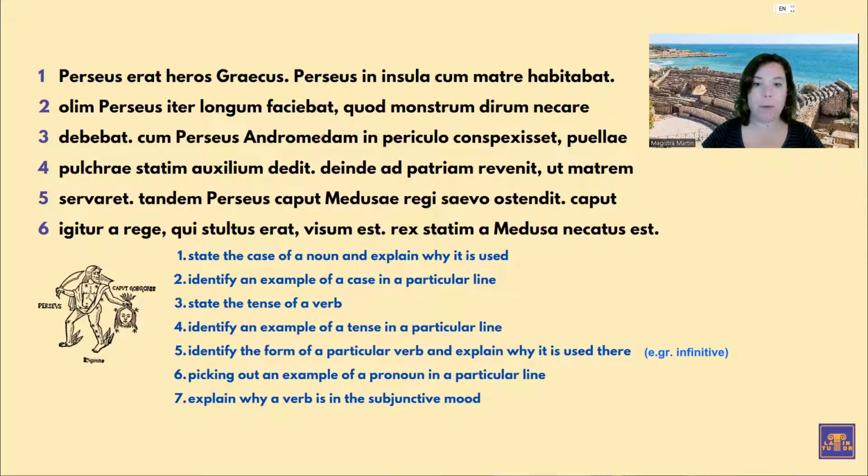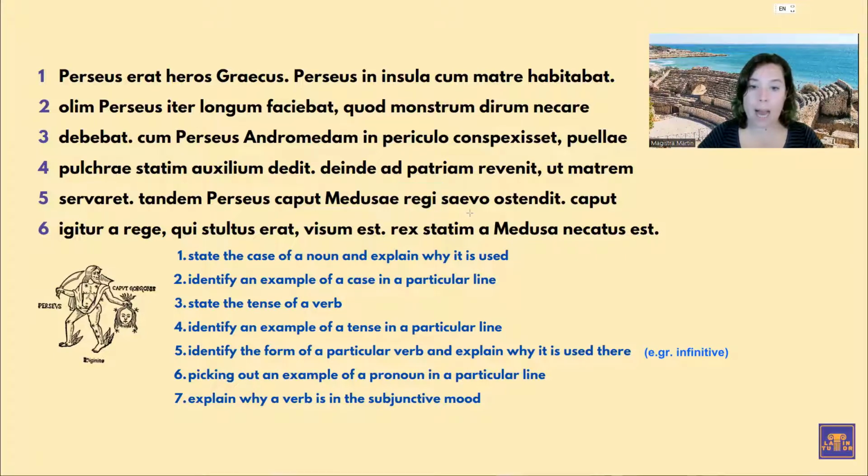Another example. Let's go to line 5. What case is regi and why? You can say it's the dative because it is an indirect object. That's, in my opinion, the best answer. You could also say it is a dative because he gave it to the king, or because it was for the king. Both are correct answers.